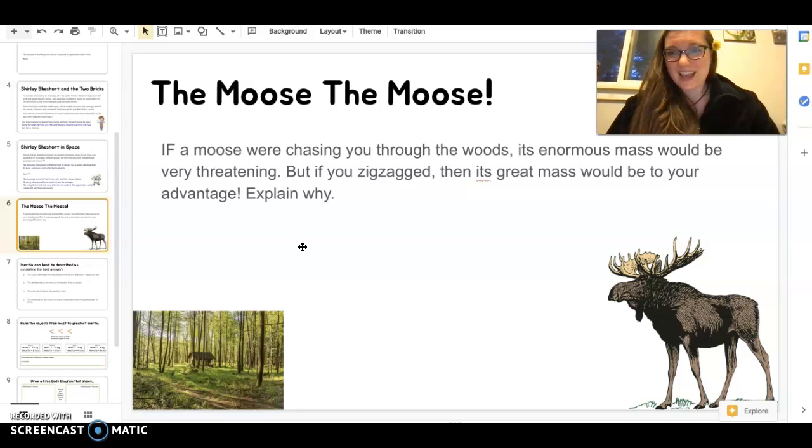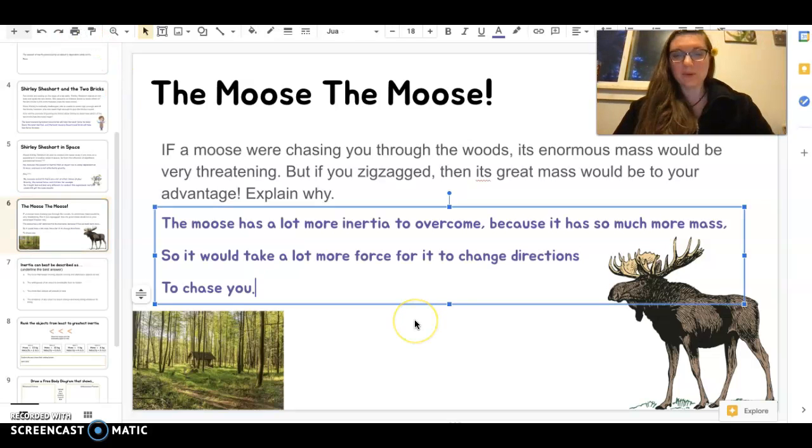So yeah, the moose has a lot more inertia to overcome than you do is the answer here. The moose has a lot more inertia to overcome because it has so much more mass. So it would take a lot more force for it to change directions to chase you.